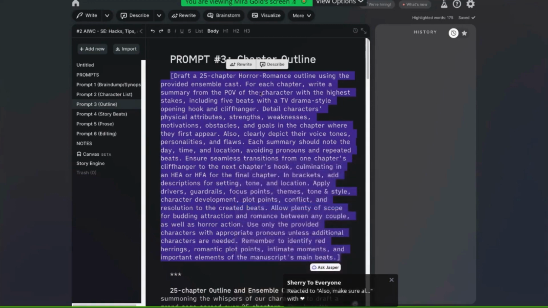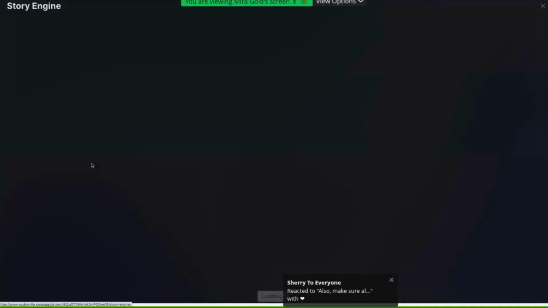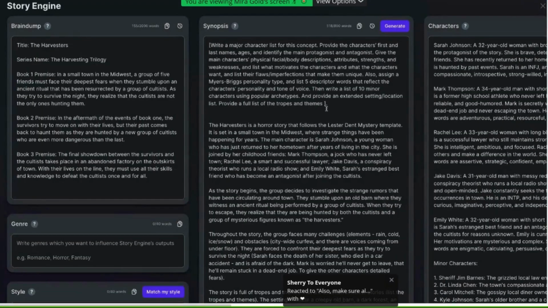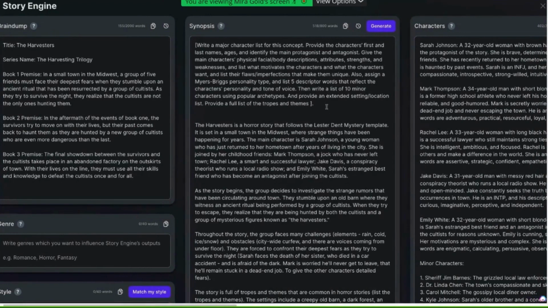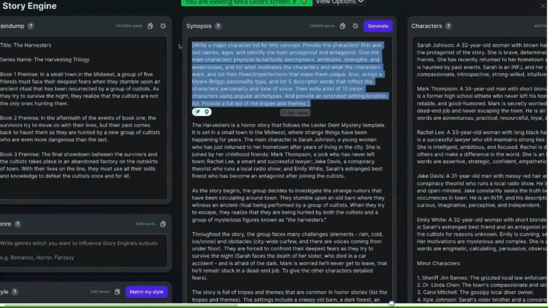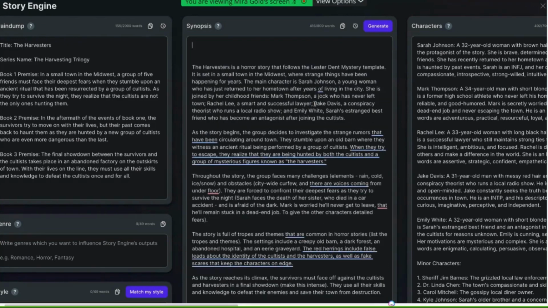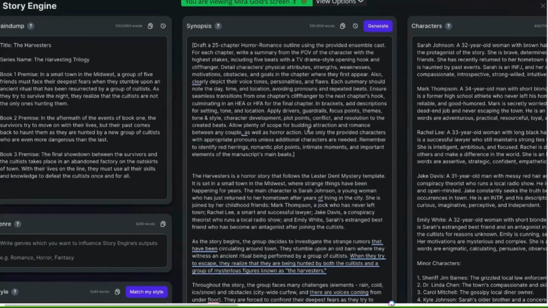Now, could you add others? You betcha. Wow, this gives so much control. Awesome. You can really control this. So I would remove the first one that you used to create your character list, and then I would go ahead and add it in here.